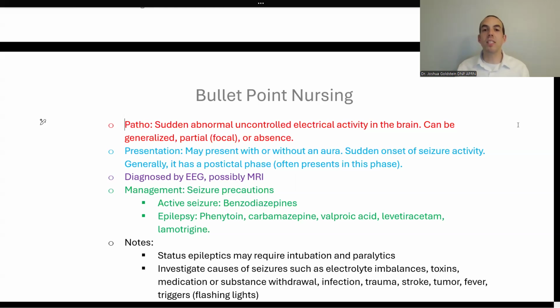You've probably heard of most of these: Dilantin, Tegretol, Depakote, Keppra, Lamictal. These are all very common medications, and these are what the patient's going to take to prevent them from having a seizure in the future.